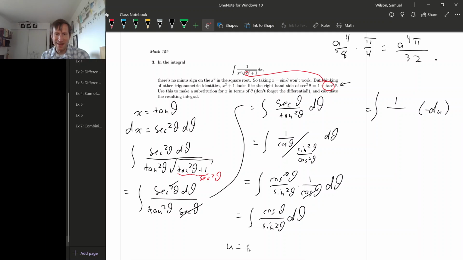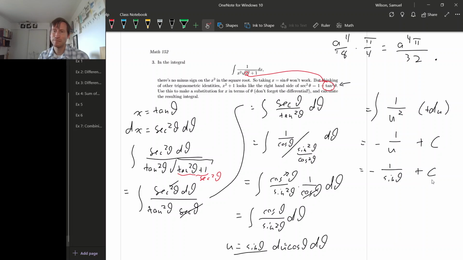For u, we needed to take sine theta. There we go. So du is cosine theta d theta. And now we don't have this unfortunate minus sign. That's nice. And the denominator is just u squared. And so when we integrate, we get minus 1 over u plus a constant. Now we need to undo our substitutions, right? We have to get back to the original variable. Undoing the u substitution is pretty straightforward because, after all, u is sine theta. So minus 1 over sine theta plus a constant.